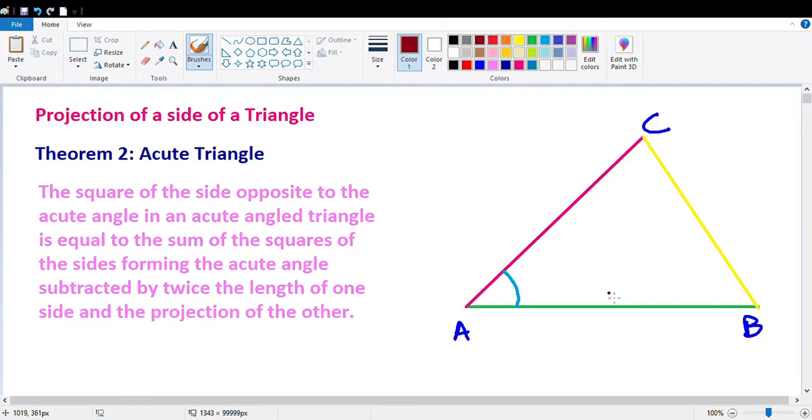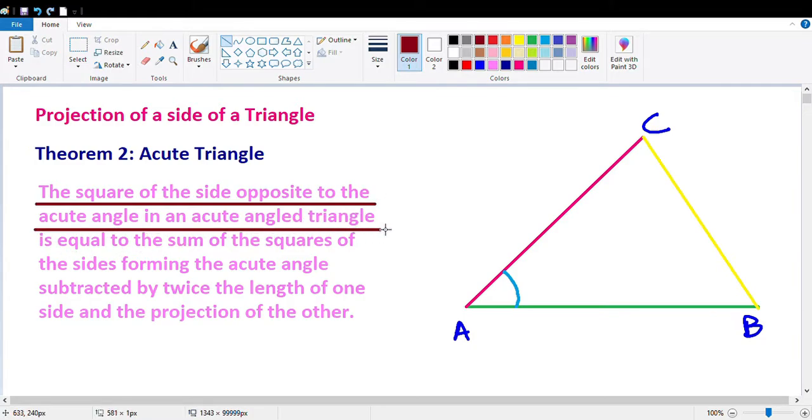Now we have our triangle. Now we're going to write the theorem as we read it and draw it. The square of the side opposite to the acute angle in an acute angle triangle. So what side is opposite? Here is our acute angle, angle A. The side that's opposite to that is this side BC. So we're writing the theorem right here. The side that's opposite to angle A is side BC. So BC square over here.